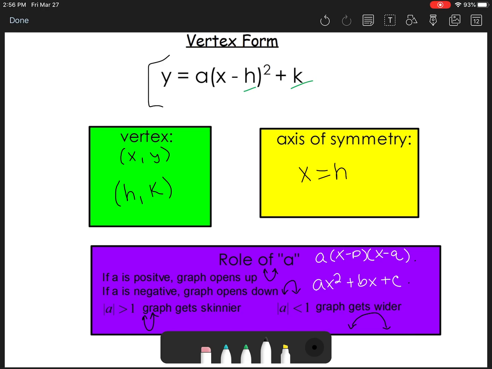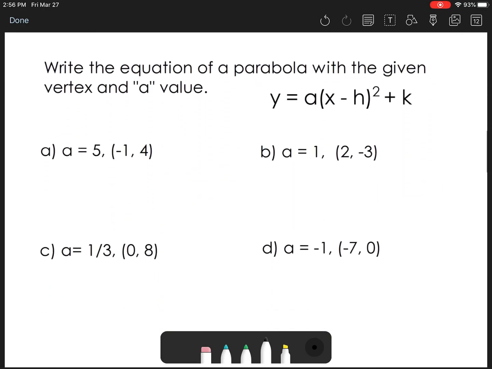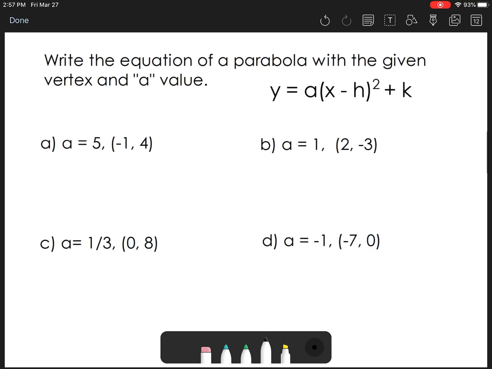So let's go ahead and practice, and we're just going to practice identifying h and k. So we want to write the equation of a parabola with the given vertex and a value. So looking at letter A, we have a equals 5, and then we have the vertex -1, 4. So remember, x is always our h value, and y is always our k value. So in order to write that equation, all we need to do is take our a, h, and k values and plug them into the correct spot on the equation.